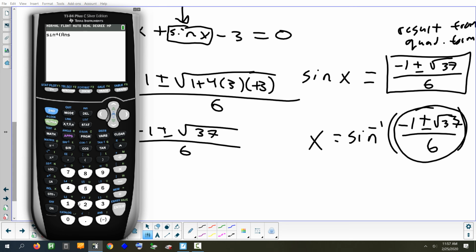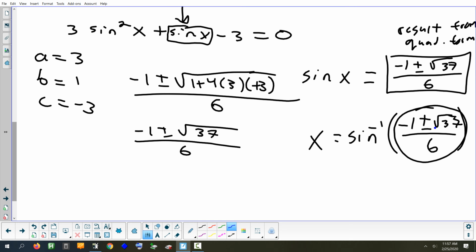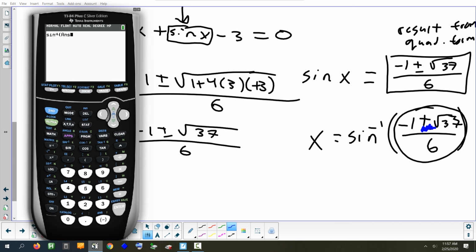So here, the minus, we can cross it out. You don't need the minus. Let's try the plus. Second inverse sine, -1 plus the square root of 37, and then divide by 6. Is that number between -1 and 1? Yes, then that number works.